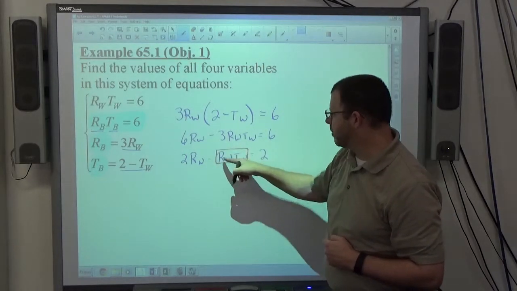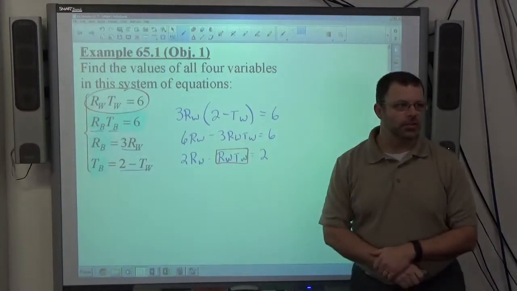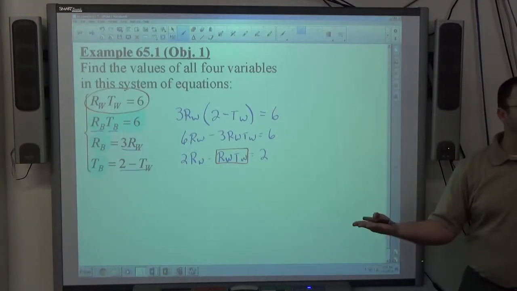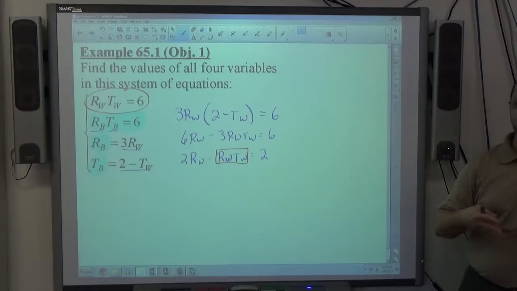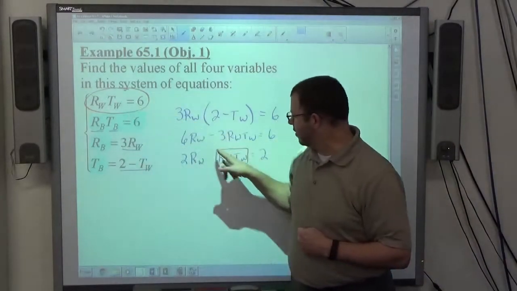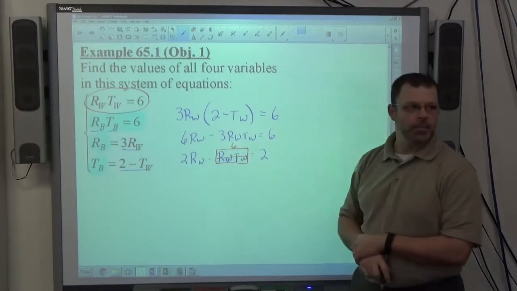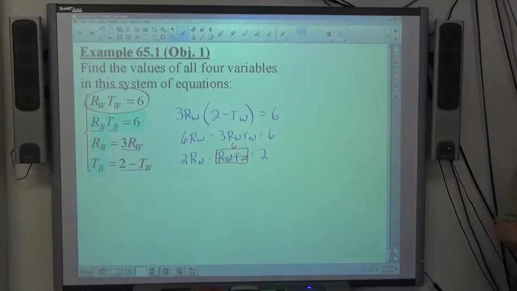R sub W T sub W has a value of 6. Whoa. That doesn't tell me R sub W equals 6 or T sub W equals 6. It just tells me that product is 6. And since I have this object inside this equation, I can replace this with the number 6. And you should expect that type of thing to happen each time.